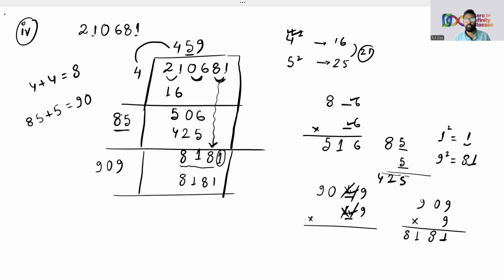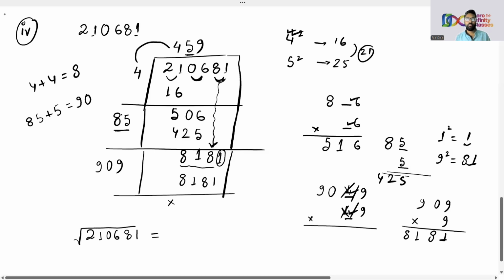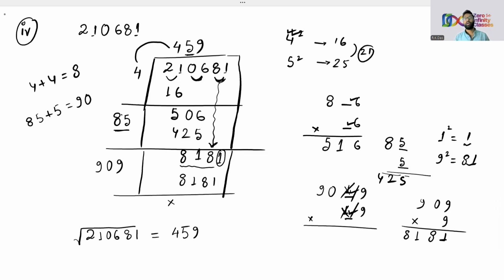Perfect. So that means the square root of 210681 is 459. By using the long division method, we can calculate the square root of a very big, very huge number. We can calculate by using the prime factorization method as well, but the problem is that the prime factorization method takes so much time. I hope you understand the long division method.